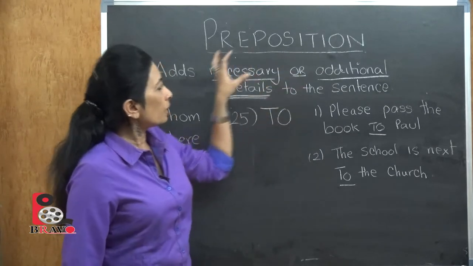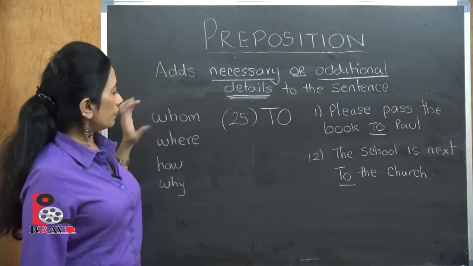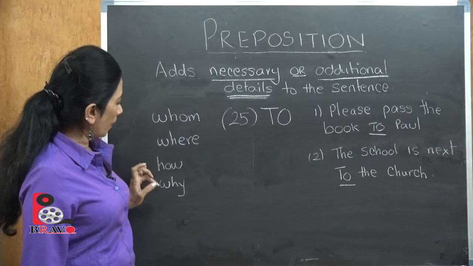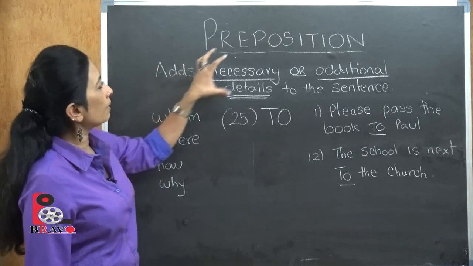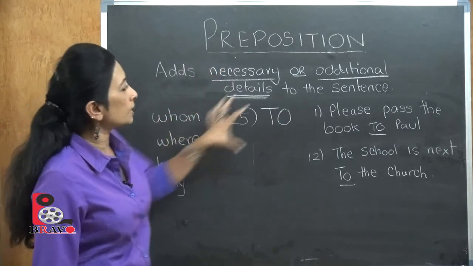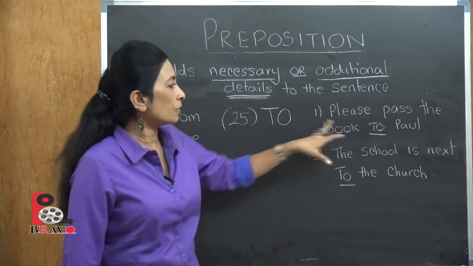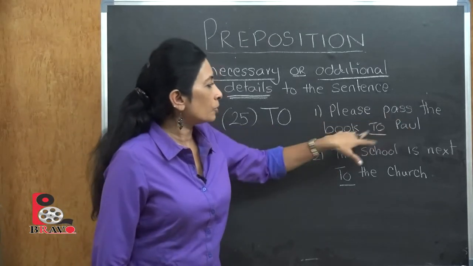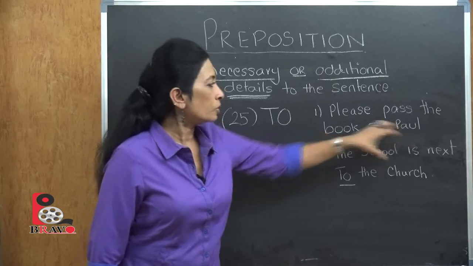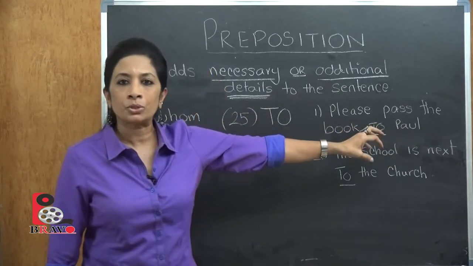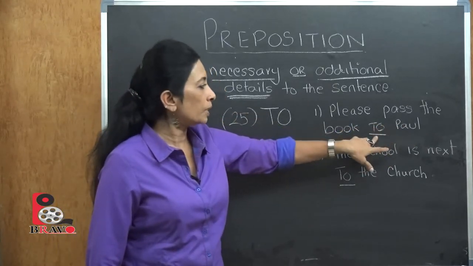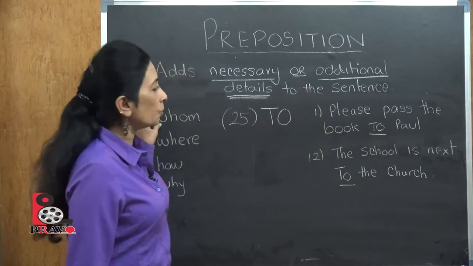Now we spoke about this earlier on, and I told you that whom, where, how and why are the common questions answered by prepositions used in connection with sentences. So for example here, please pass the book to Paul. So who is Paul? So whom are you passing the book to? To Paul. So the word to means to whom.